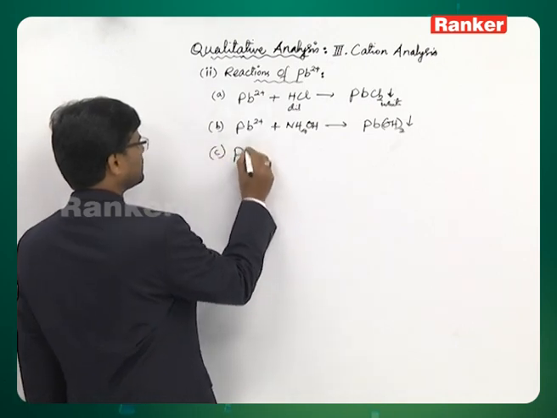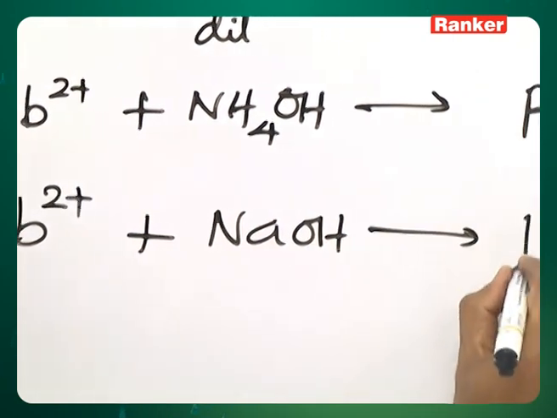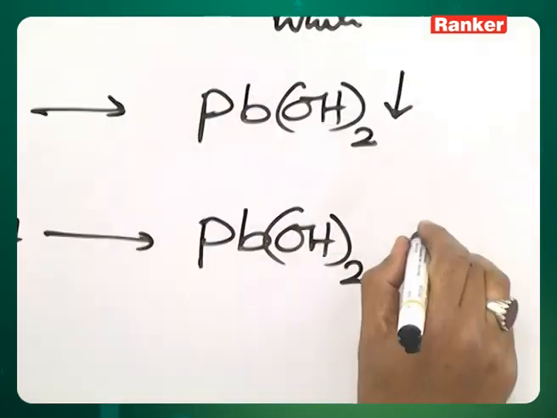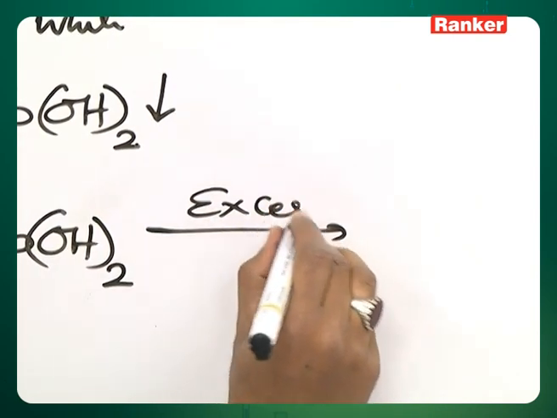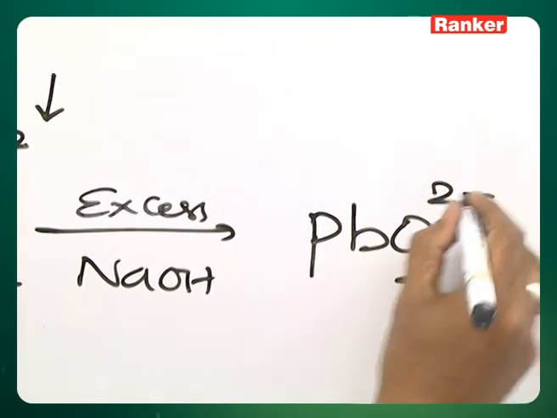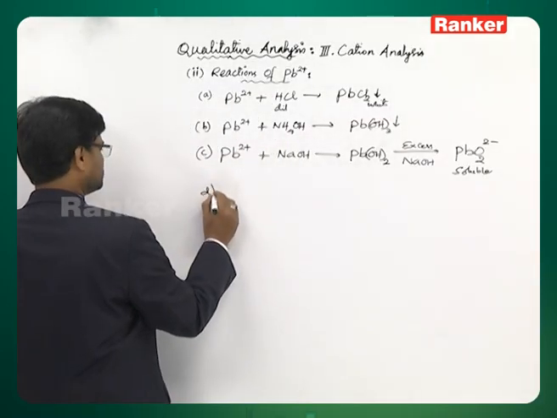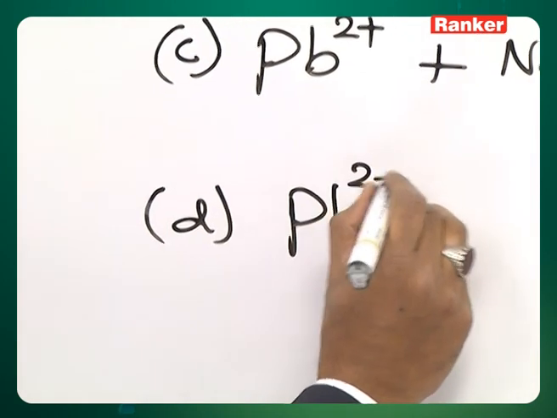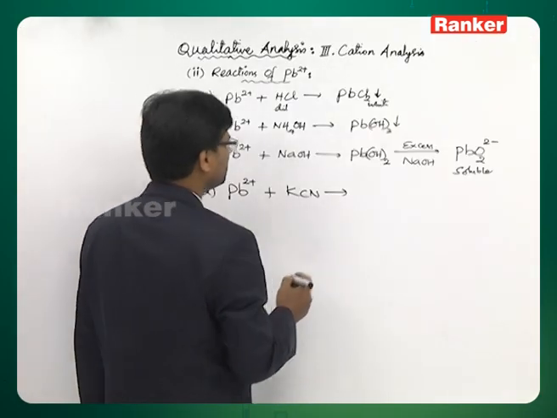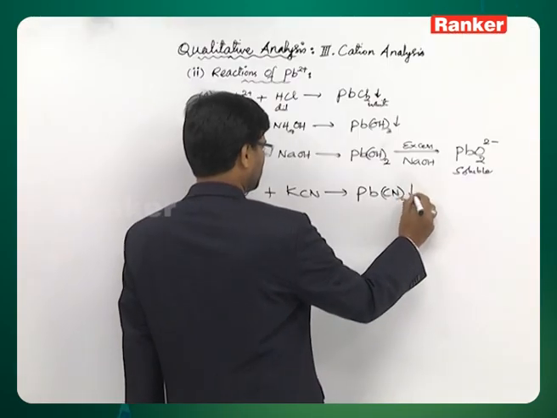C. Pb2 plus plus NaOH. You initially get a white precipitate of plumbous hydroxide, and this will dissolve in excess of NaOH, and you get plumbite. This is a soluble substance. Pb2 plus plus KCN, you get a white precipitate of Pb(CN)2. This is insoluble in excess of KCN.